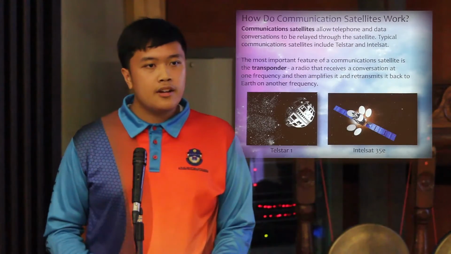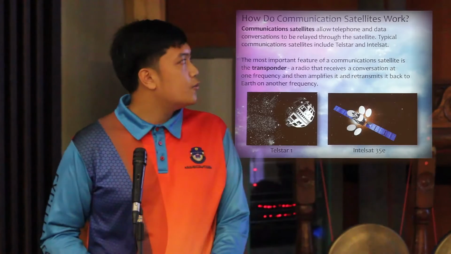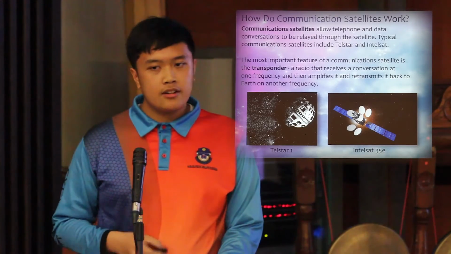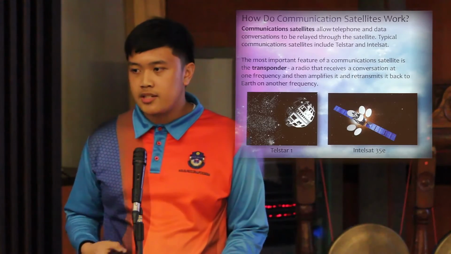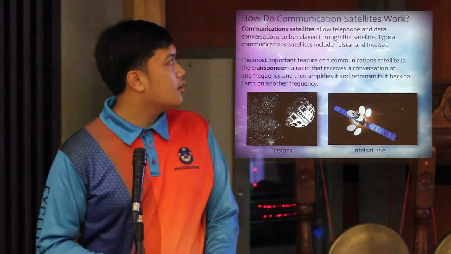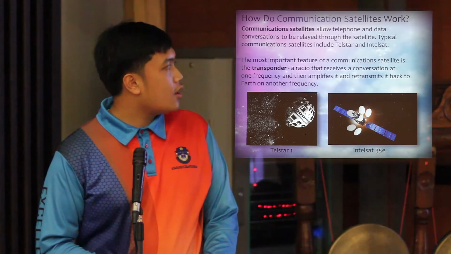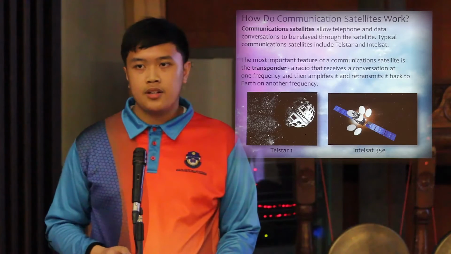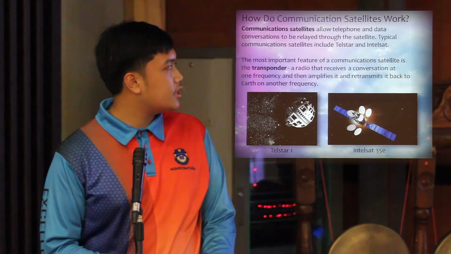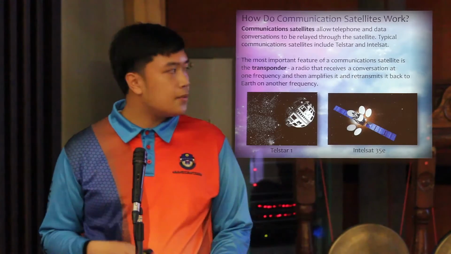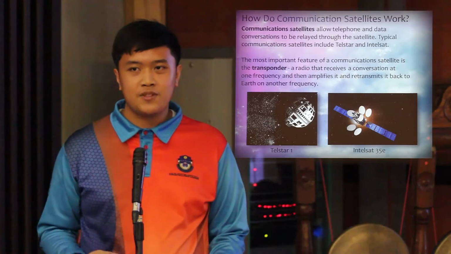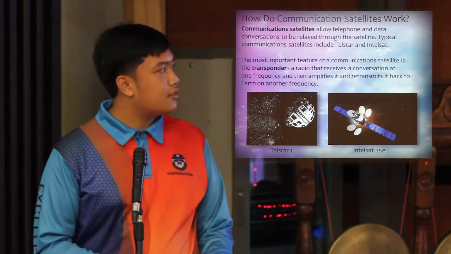Now, here comes the bulk of my presentation today, which is how do communication satellites work? Now, as I said earlier, communication satellites are used for telecommunication services, internet providers, radio signals, and television signals. The most important feature of a communications satellite is the transponder. It's just a fancy word for a radio that receives a conversation at one frequency, and then it amplifies it and retransmits it back to Earth on another frequency. Again, it may sound confusing at first, but you'll see later on.